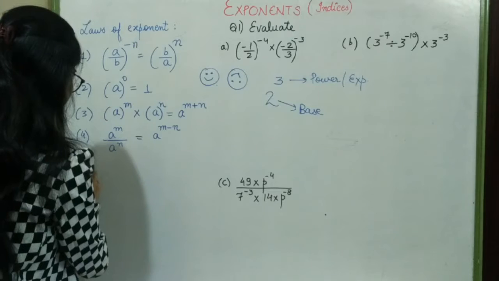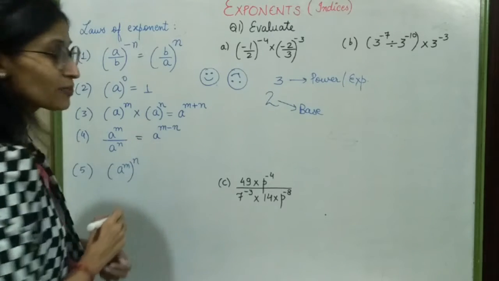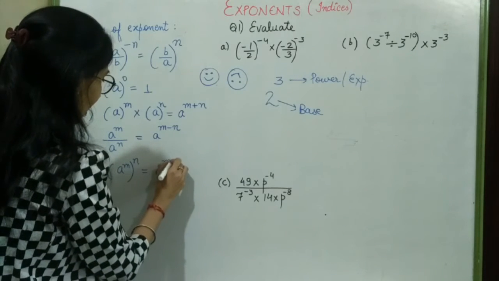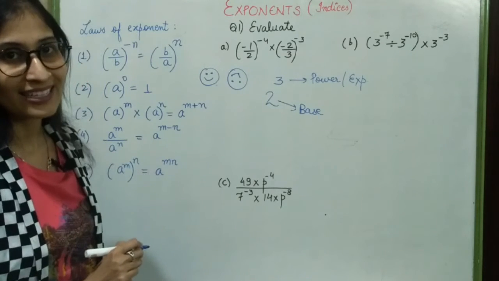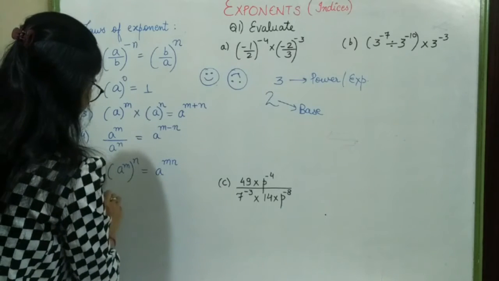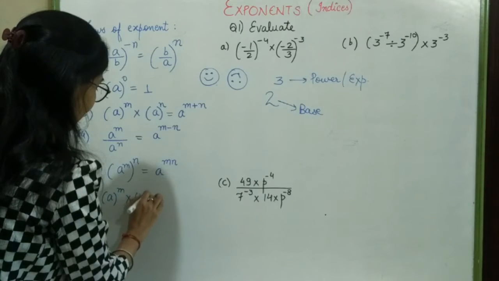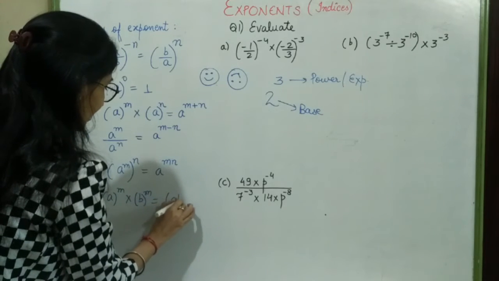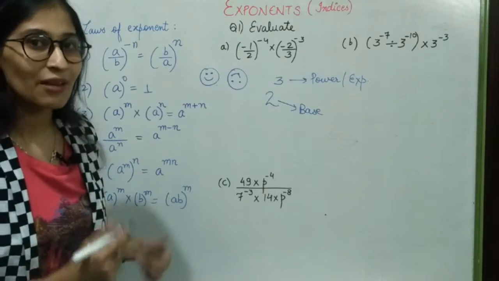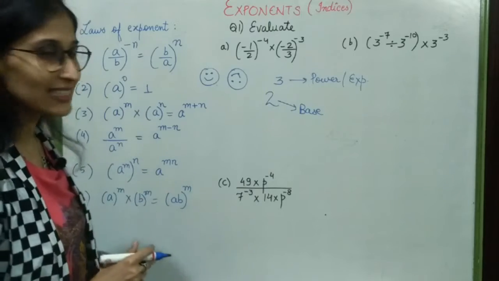Next is a raised to power m raised to power n. Then in this case, powers are going to be multiplied. Now my sixth rule is, if a raised to power m and b raised to power m, it can be written as ab raised to power m. So these are my 6 rules. Now let's solve some questions using these.